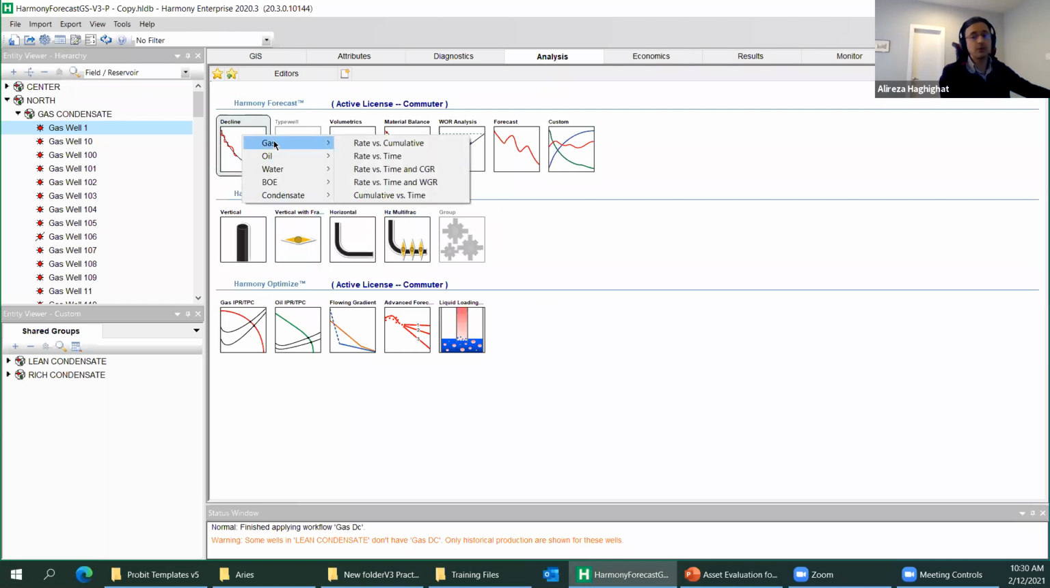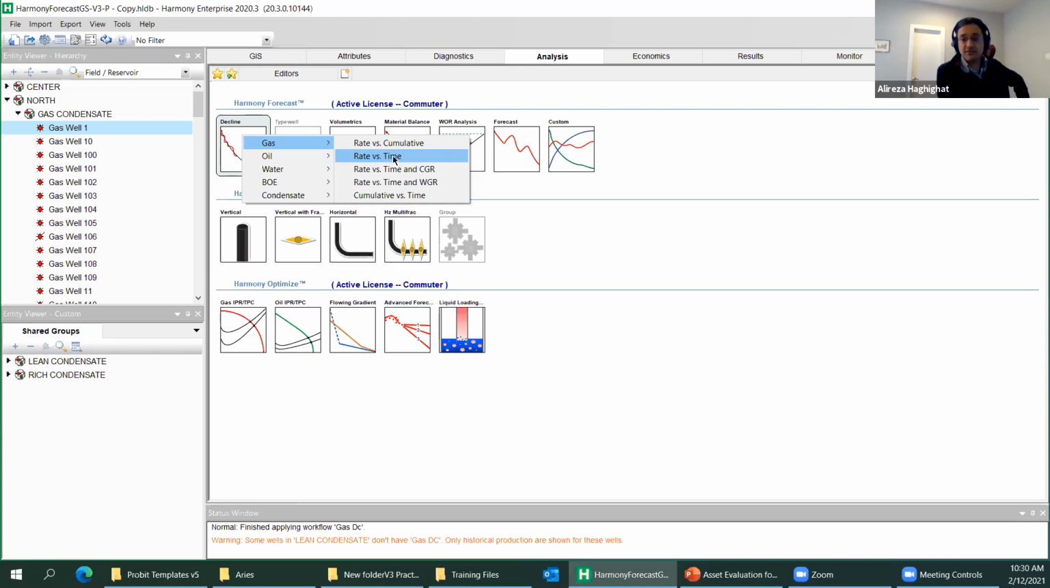We are dealing with gas condensate wells, two phases, gas and condensate. We should forecast both of them. Gas is the primary phase in the gas condensate reservoir. So the approach is first, take care of gas, which is very important. And second, take care of condensate, which is a secondary phase.